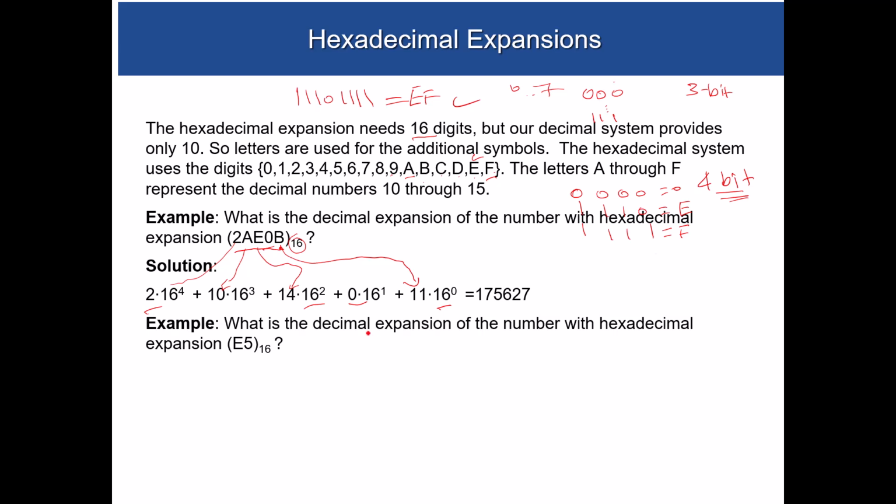Another example, if we were asked to get the equivalent of this number E5. Again, we're going to do the same thing. We're going to write the expansion. So here is the 5, and this is the position. The first is in the ones, so it is to the power 0, and E, because it's 14, is 14 times 16 raised to the 1, and then we just calculate.